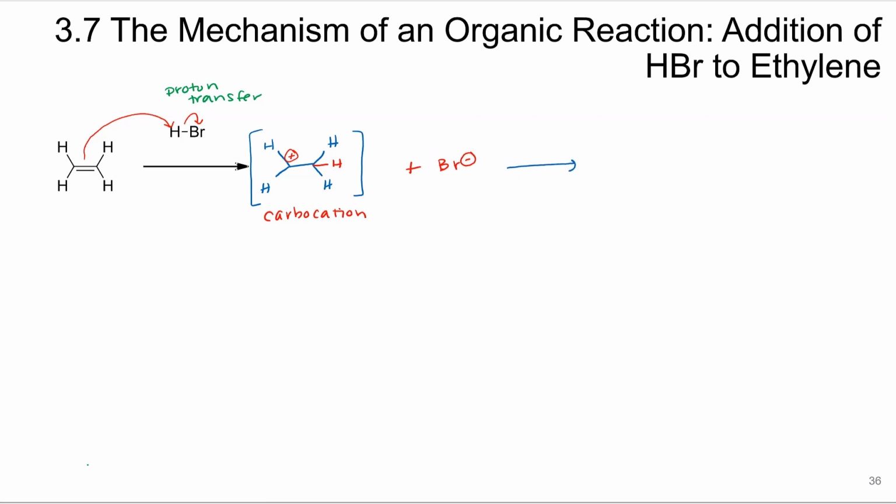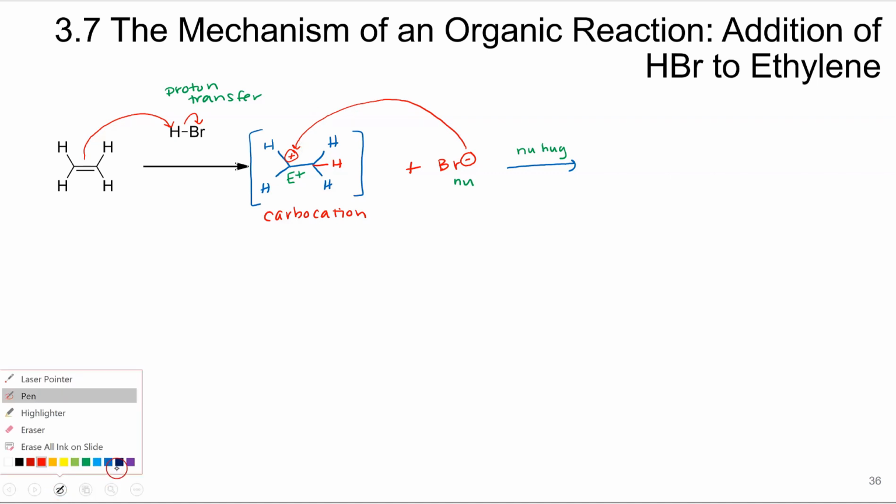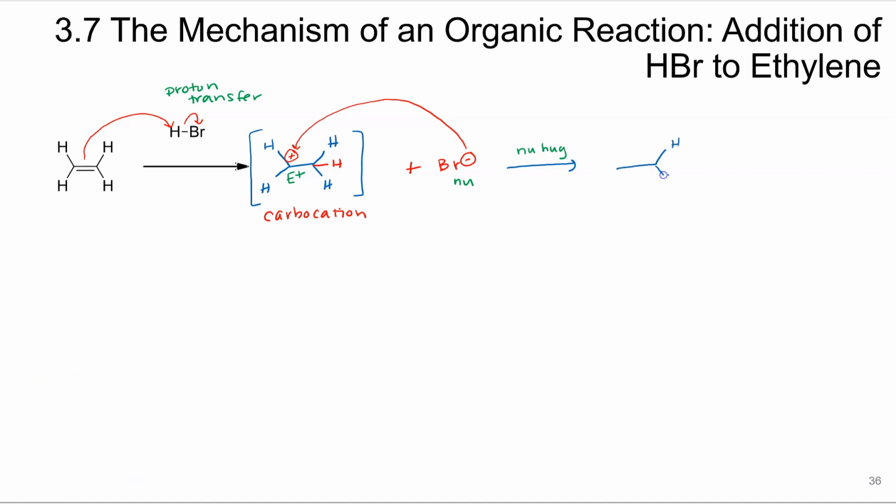Okay, so after we do a proton transfer, we want to look for our nucleophile and electrophile. Br is negatively charged. This is my nucleophile. This carbocation here is positively charged. This is my electrophile. So we're going to get a nucleophilic hug here. The bromine is going to come and give the electrophile, or that positive carbon, a hug. This H was here, and then we add Br.